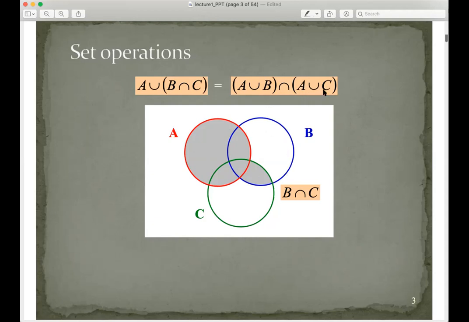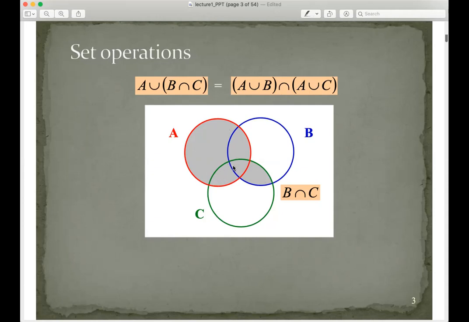A or C, that would be the circle of A and the circle of C. But we have the intersection in the middle. Okay, so this is more straightforward. So A or B, and A or C.